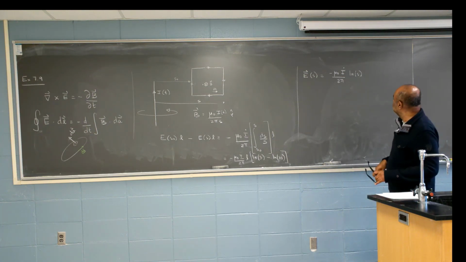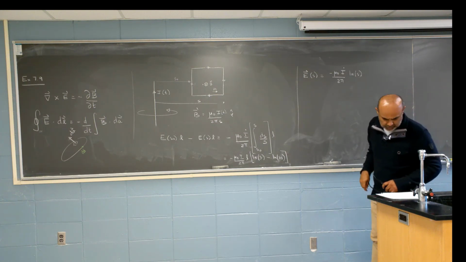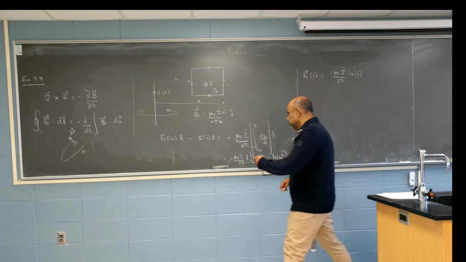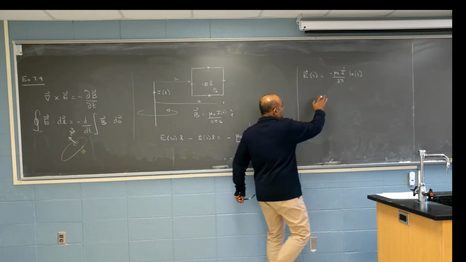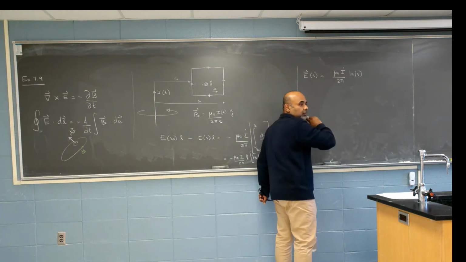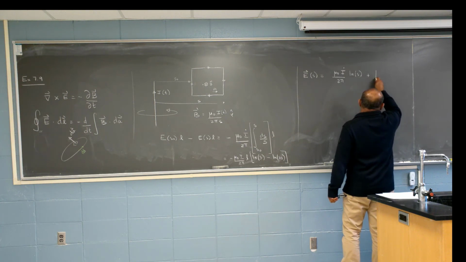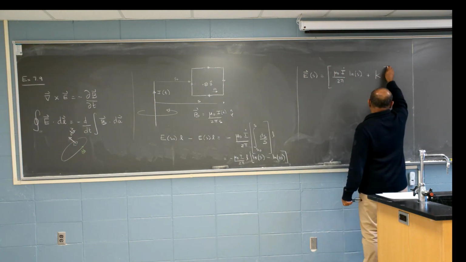So let me factor. Yeah, so this is minus, this is minus, so I don't need the minus, right? Plus some integration constant. I use K because Griffiths used K, nothing special about K.